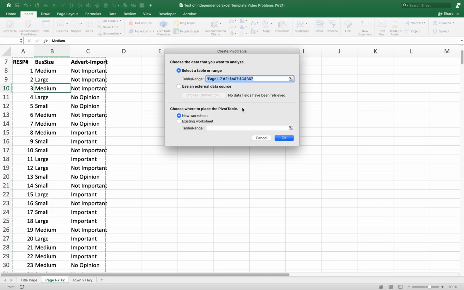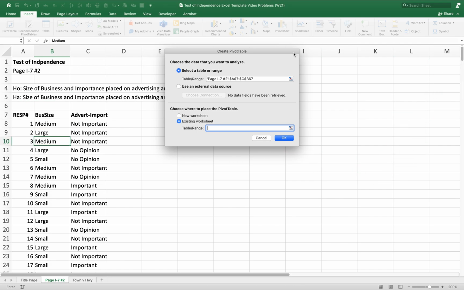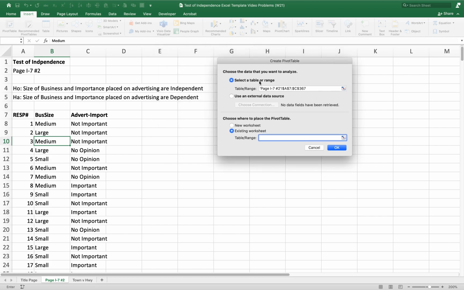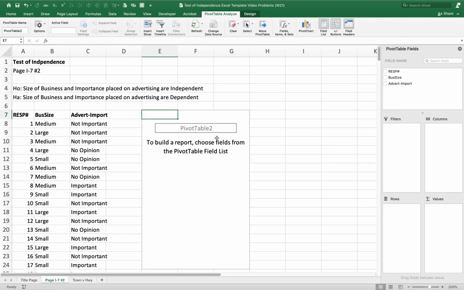And what it should do then, if I've set this up correctly, is you should see a selection box around all of the data here, including the titles. Now, by default, this goes to a new worksheet. I'm actually going to put it on the same worksheet here. Let me just find a spot here up near the top, and we'll put it right there, and press OK. Now that gives me just a blank pivot table here.